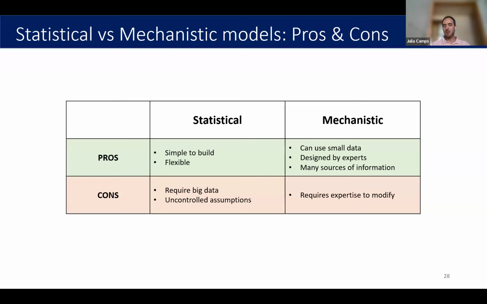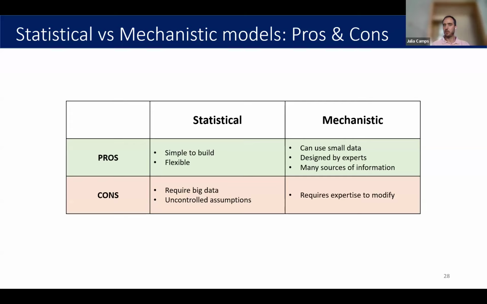But the remaining con, which is definitely a problem of statistical models, is that they have uncontrolled assumptions. So you don't require an expert to build a statistical model, but I would say it is really encouraged to have an expert to check the statistical model.